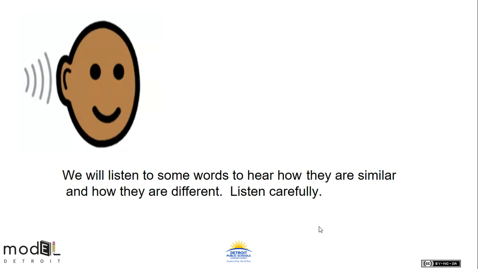To start, we will listen to some words to hear how they are similar and how they are different. Listen carefully. Bake, bakes, baking, baked. How are these words similar? How are they different? That's right. They all have the long A sound and they all have the word bake in them. They are different because the ending changes.